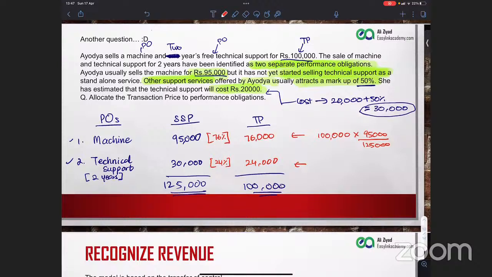Guys, are you all clear with the fourth step? Allocating the transaction price. Everybody? Yes, sir. Everybody is clear? Anybody has any doubts? We can discuss.